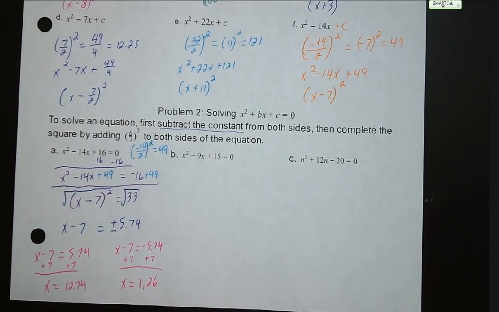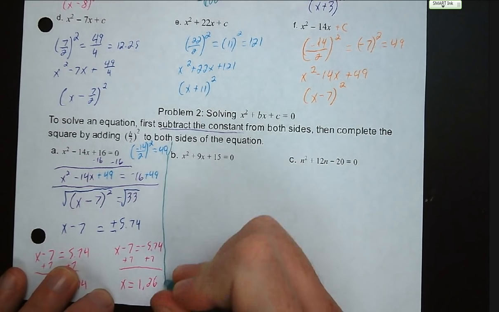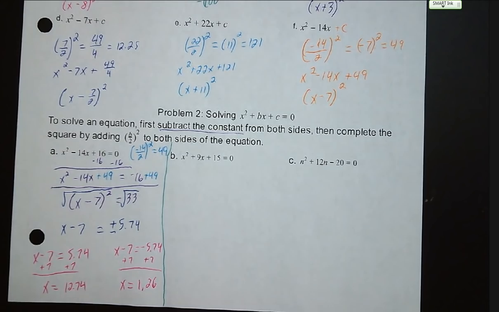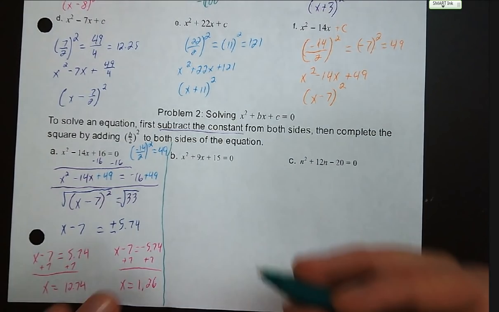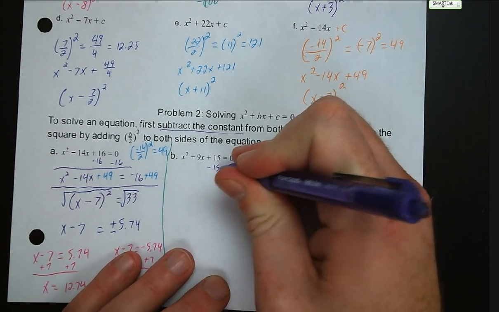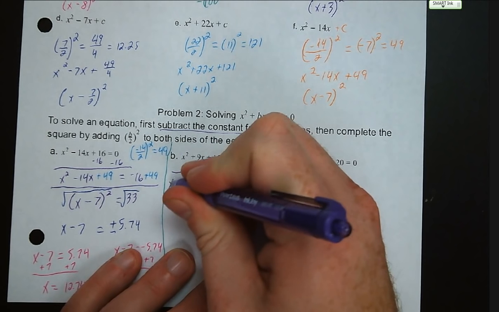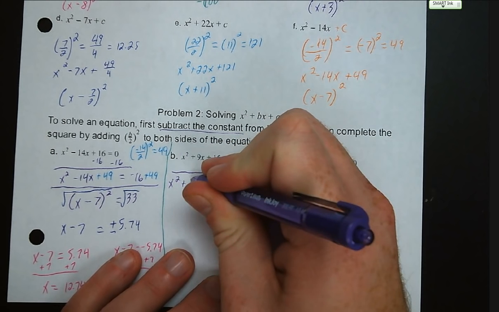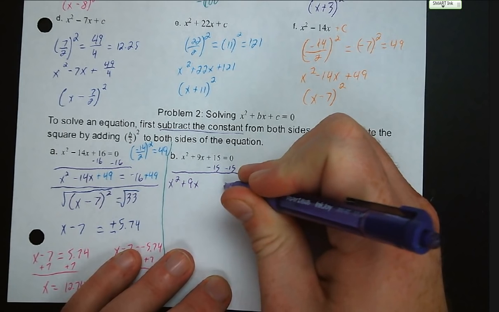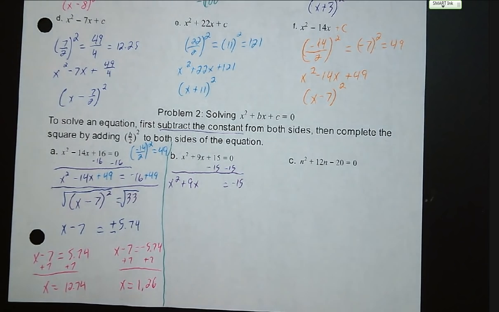Okay? All right. Letter B, and I'm just going to put a little divider line here because our work is going to bleed over a little bit. Letter B. First thing to do is to subtract 15 from both sides. So I'm going to do that. Minus 15, minus 15. So I get x squared plus 9x equals negative 15. And now I'm going to do the completing the square process.